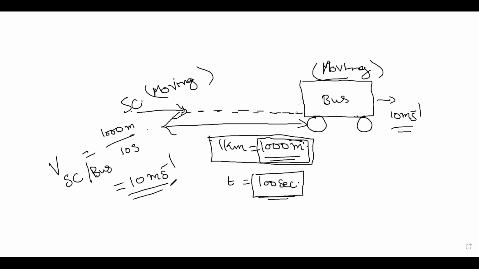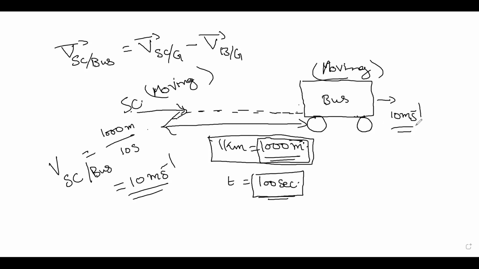First we got this, that is the relative velocity of the scooter with respect to the bus. And now what is the relative velocity of the scooter with respect to the bus? From the formula, what is the formula? Velocity of the scooter with respect to ground minus velocity of the bus with respect to ground.